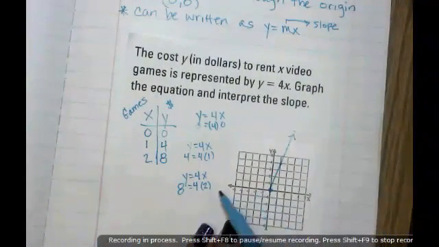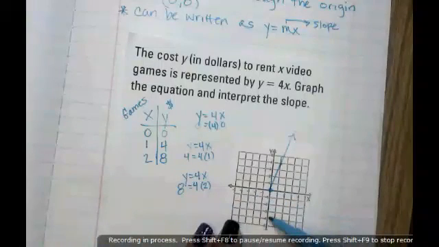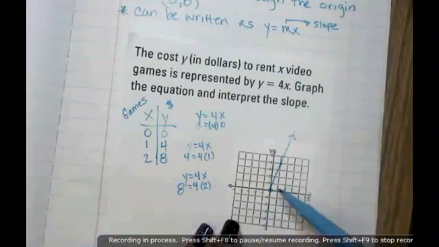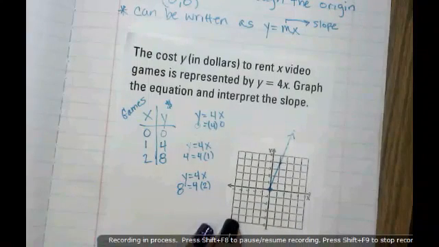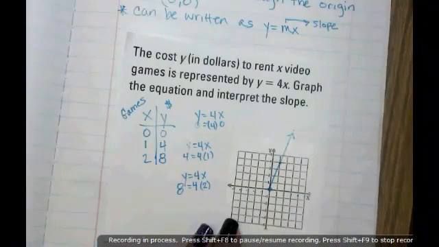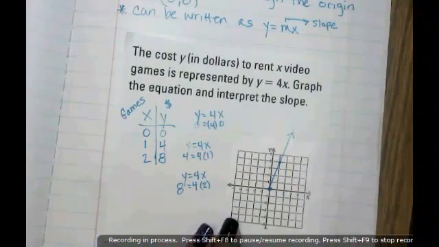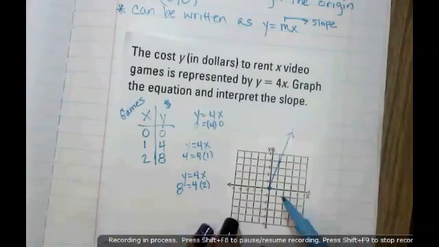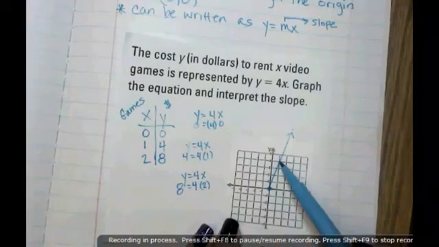I cannot rent negative video games. I cannot pay a negative amount of money. So this is not going to go into any other quadrants than quadrant 1. The graph goes through the origin, and you can see that I find 1, 4 as my unit rate. I'm paying $4 for each video game that I rent.